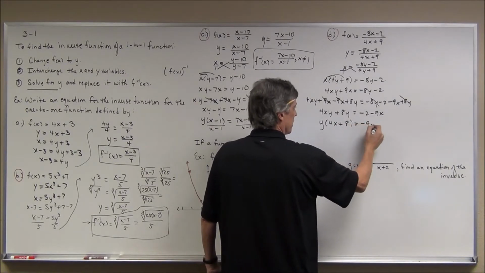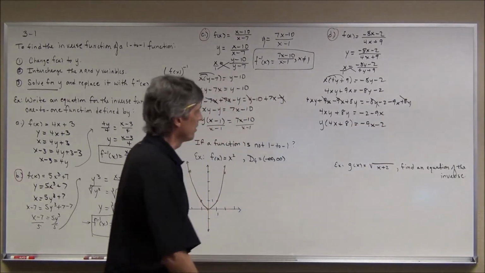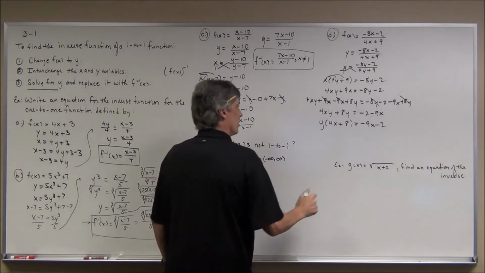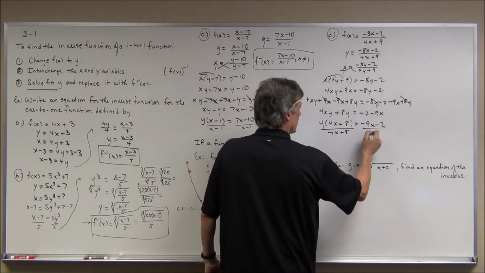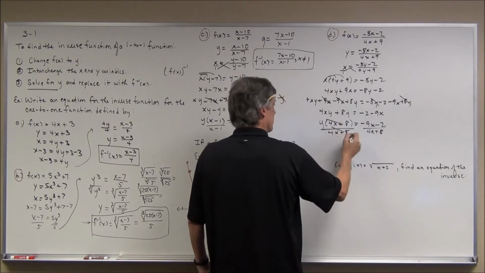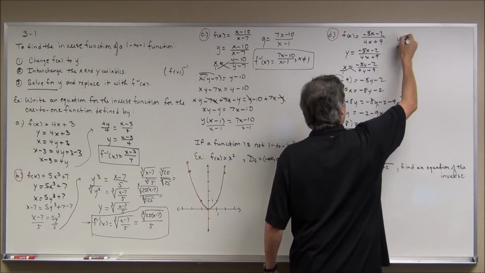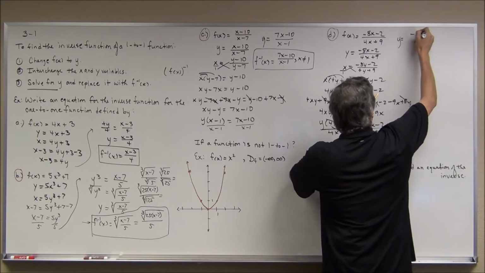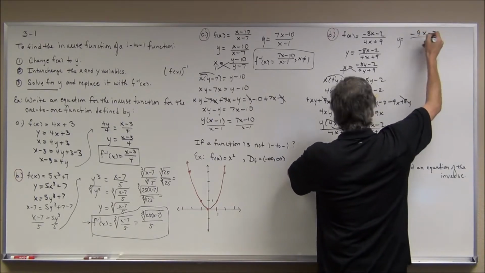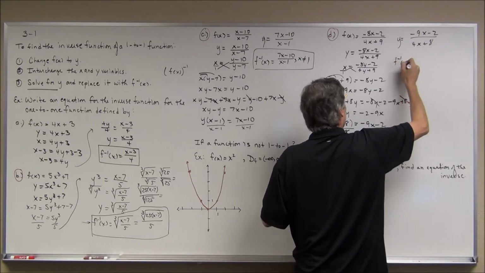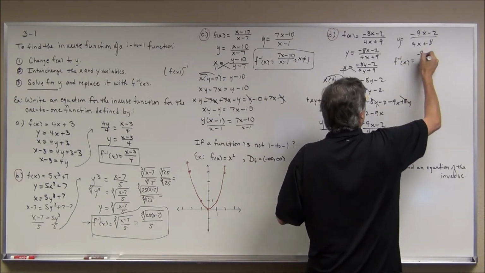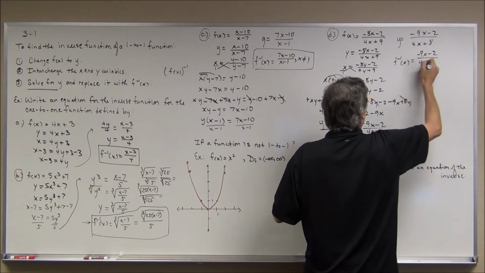And I'll write this as negative 9x minus 2 because I think it looks better that way. I like descending order. I'm going to divide both sides by 4x plus 8. And I'll bring it up here. I have y is equal to negative 9x minus 2 all over 4x plus 8. So f inverse, replacing the y with f inverse, is negative 9x minus 2 all over 4x plus 8.